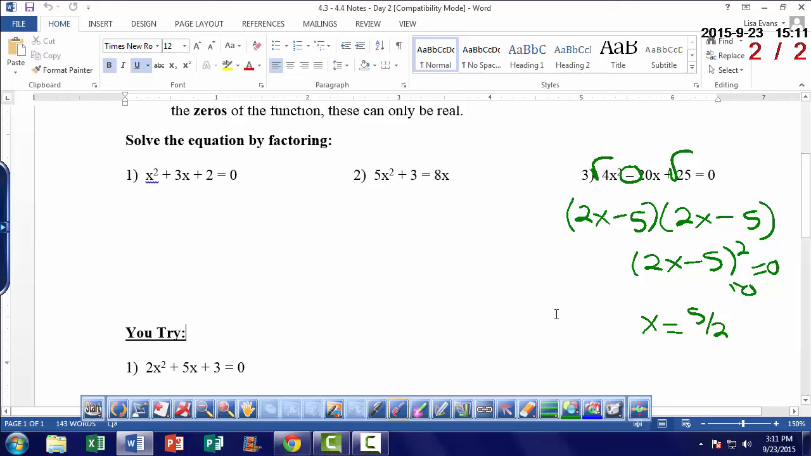Okay? I'd like you to pause the video and try number 1 on your own. This is the more difficult AC factoring because it leads with a 2, so you're going to have to do the method we did for my number 2 up here.